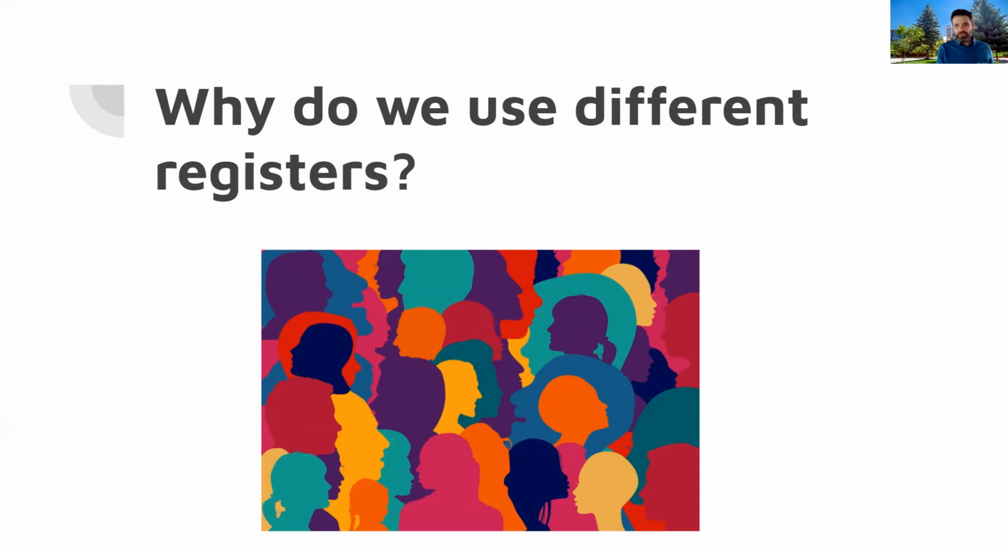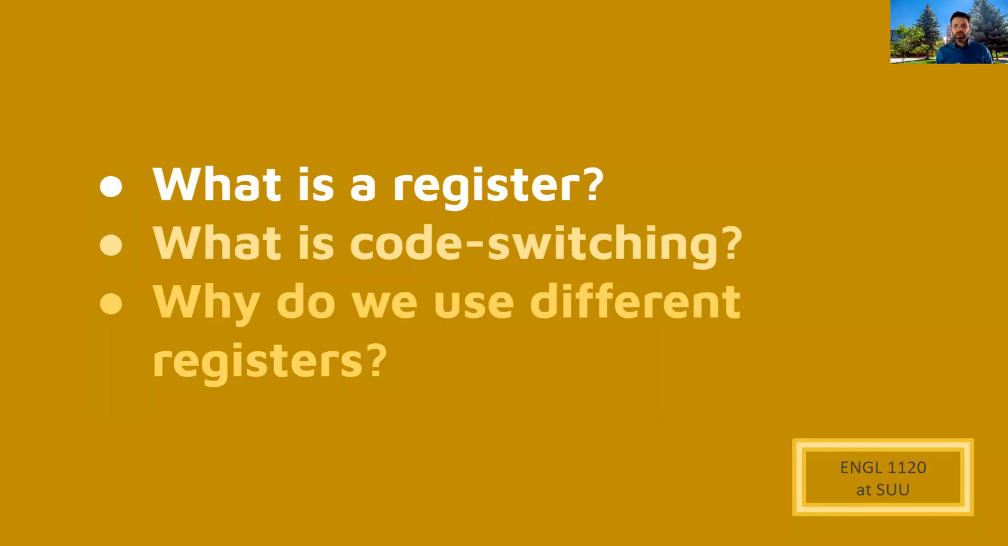But then we may switch to other forms of the language when we're speaking with other groups because we want to show them or create an impression for them that suits our purposes. So we adjust language, we code switch, we use registers in order to have the impact that we want on different groups.